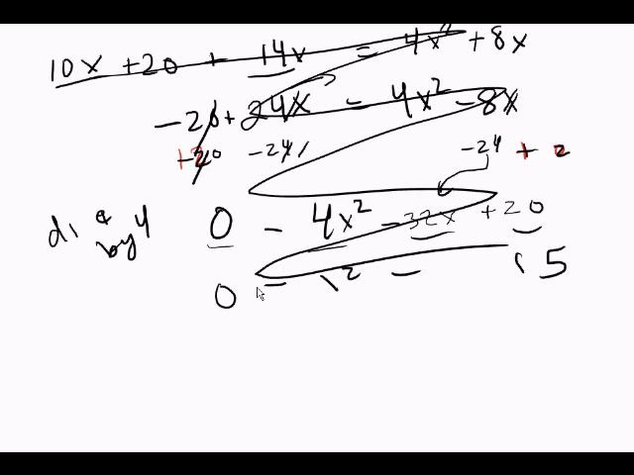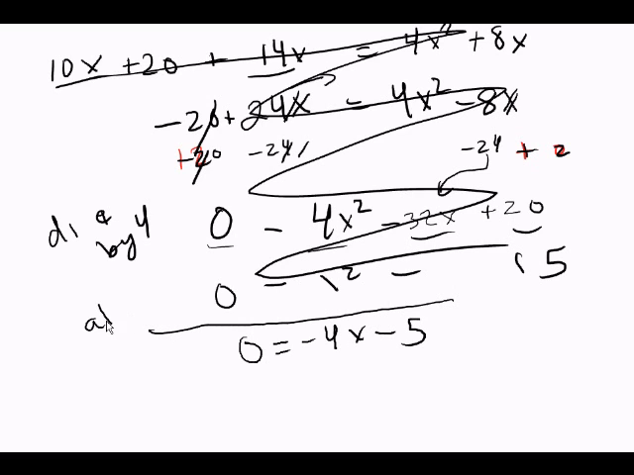I'm going to go ahead and cancel all this, and I'm going to look in the book. This is what we should have gotten. We should have gotten 0 equals x squared minus 4x minus 5 after we divided by 4.